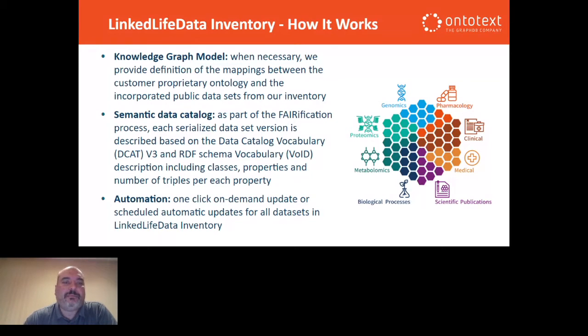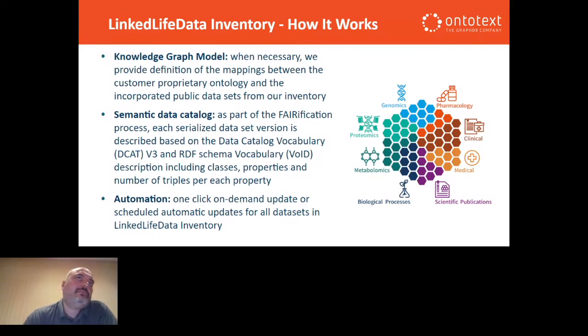A very important part of the inventory is the so-called semantic data catalog. As I mentioned already, certain steps in the workflow ensure the FAIR data principles implementation on top of the data sets that we have. At certain steps, we generate the full description of the data set in terms of Data Catalog Vocabulary and also full documentation of the classes and the properties for each of those data sets, referring to VoID schema, which will give you the full context, the full content of the data set.